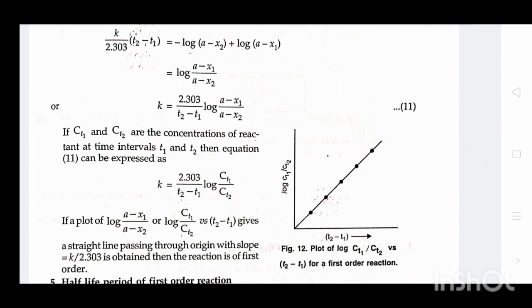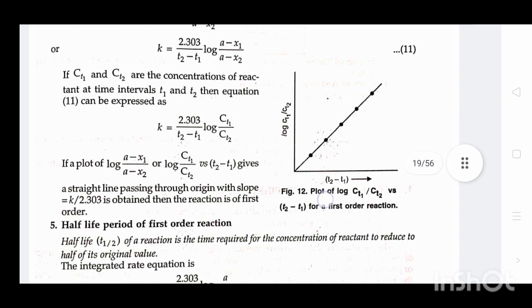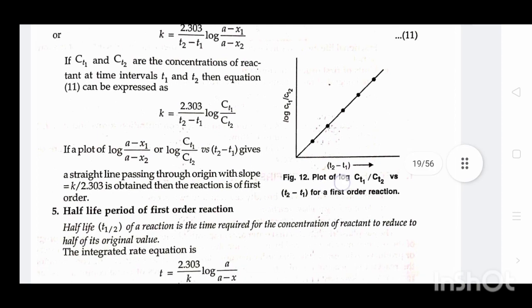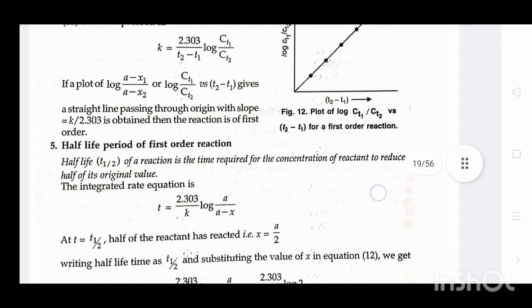If Ct1 and Ct2 are the concentrations of reactants at time intervals t1 and t2, then equation 11 can be expressed as k equals 2.303 divided by t2 minus t1 log Ct1 divided by Ct2. If we plot log a minus x1 divided by a minus x2, or log Ct1 divided by Ct2, versus t2 minus t1, and a straight line passing through the origin with slope equal to k divided by 2.303 is obtained, then the reaction is of first order.